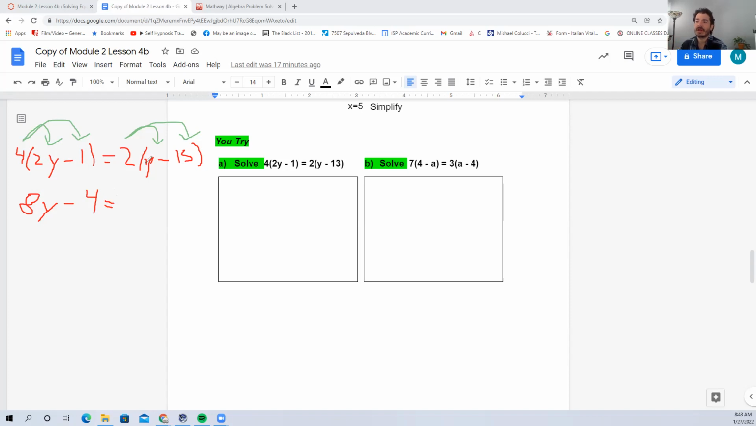Same thing here. If there's ever not a coefficient, that's the number next to the variable. If there's ever no number written there, we assume it to be 1. So this is 2 times 1. We have 2 yams over here. And same idea here, 2 times 13 is 26.